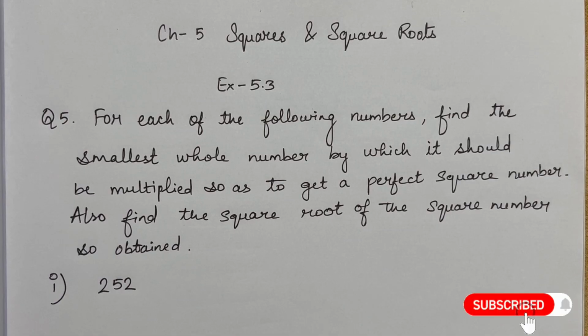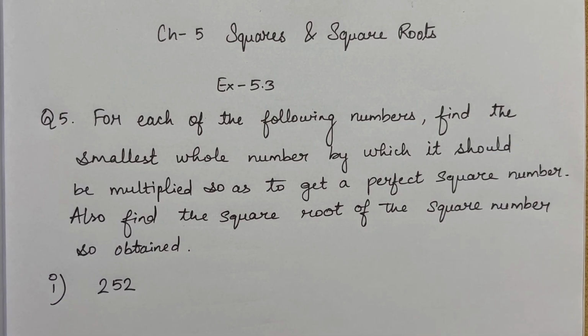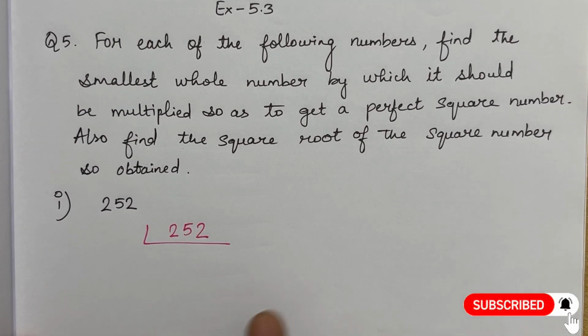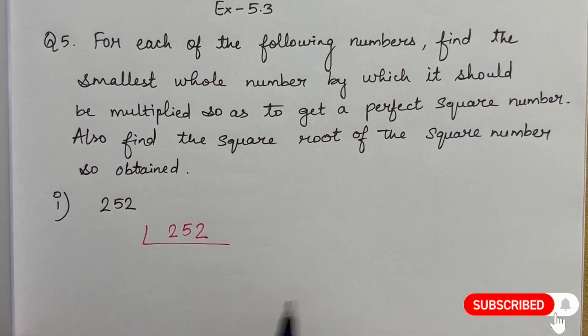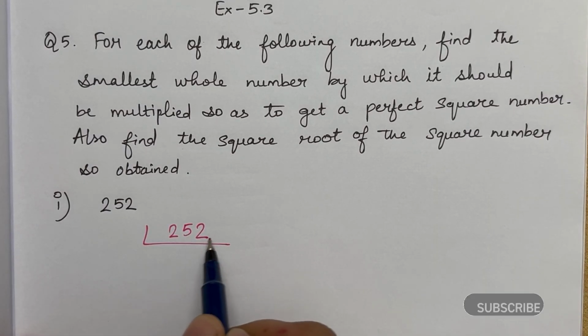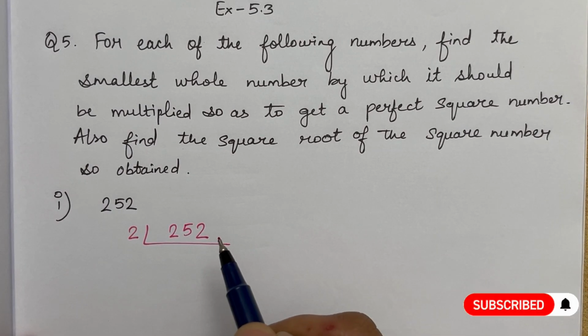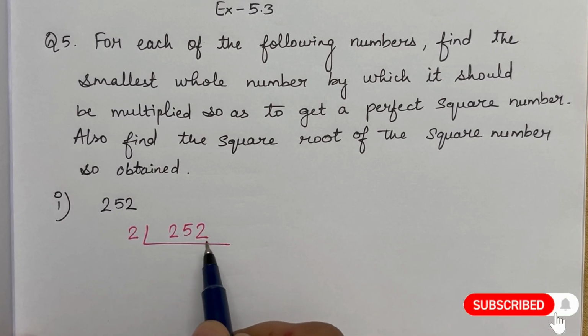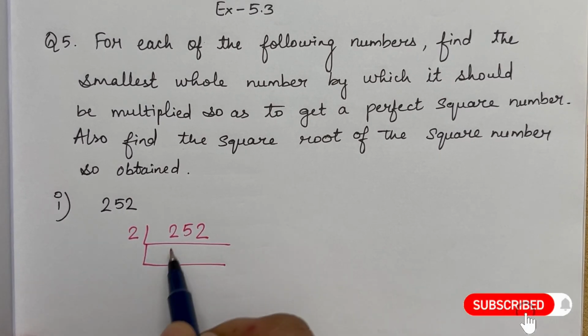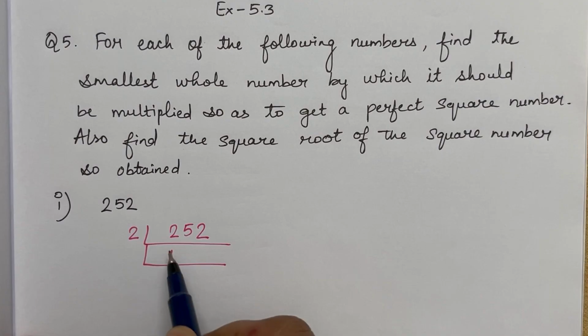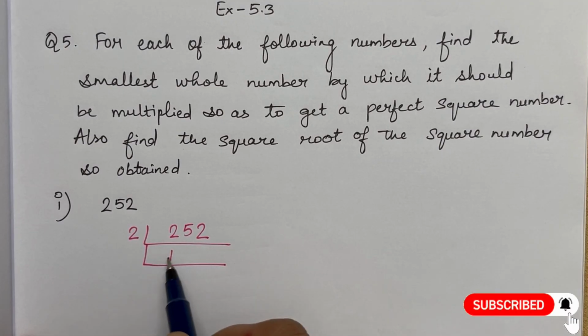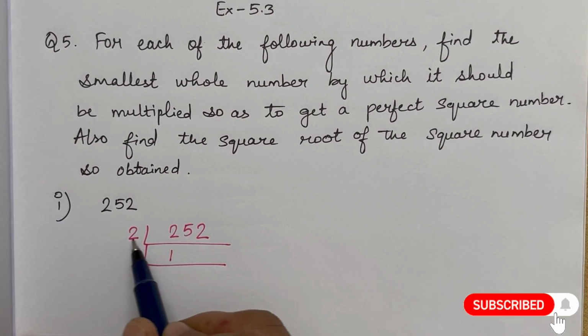So here is the number 252. First we'll find all the prime factors. 252 is divisible by 2 because this is an even number. So what we'll write here, we are directly dividing. 2 divided by 2 is 1.